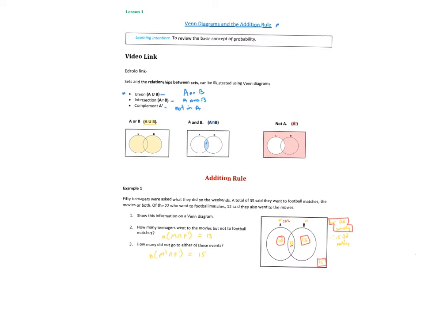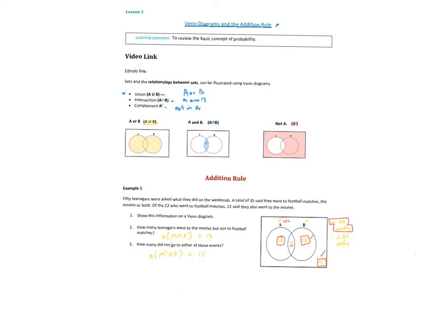And once we've got the values allocated to the right sections, I can see the number of people that are in the movies and not football is 13. The number of people in not movies and not football is 15 down here.